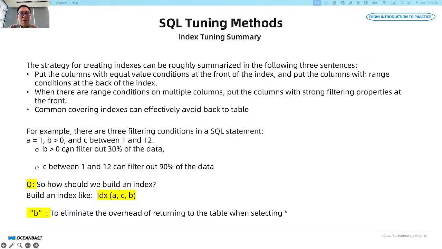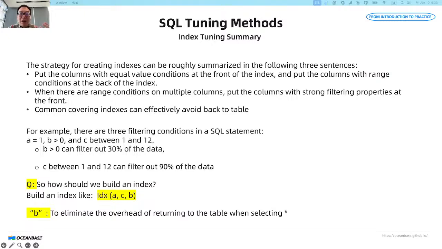The condition B larger than 1 can filter out 30% of the data, and the condition C between 1 and 12 can filter out 90% of the data. So, how should we build an index? According to our basic strategy, for this SQL statement, you can create an index on A, C, B for optimization.